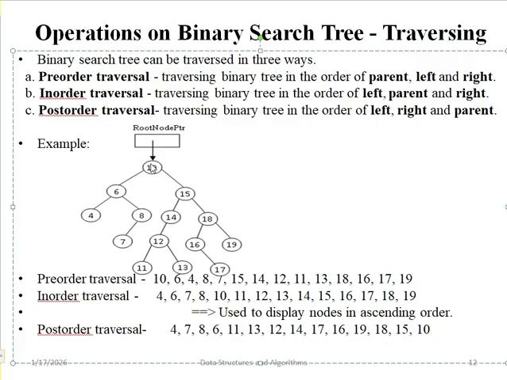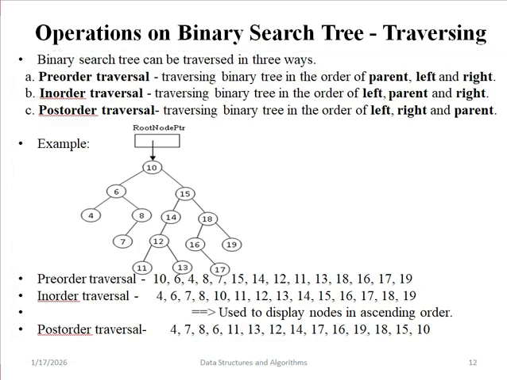Then back to 10. So finally 10 can be displayed. So those are the 3 traversal operations that we can apply on binary search tree in order to display the contents of each node of the tree.